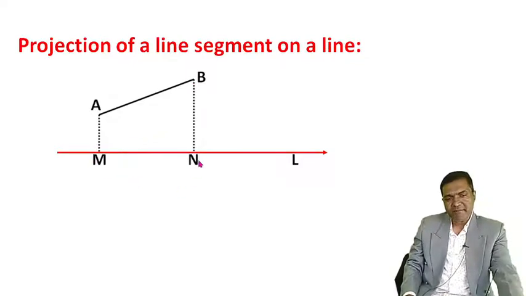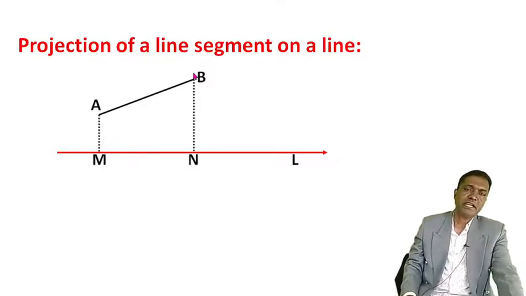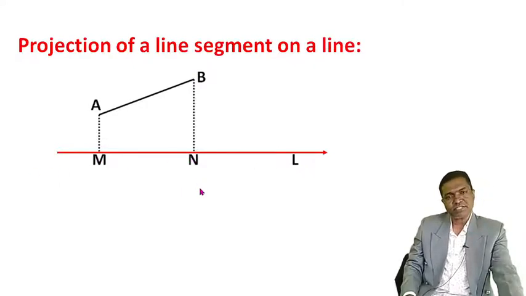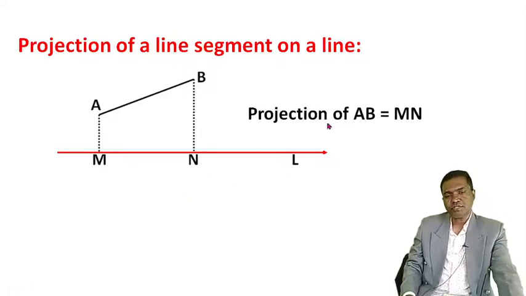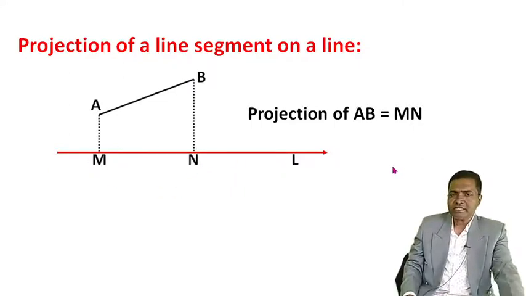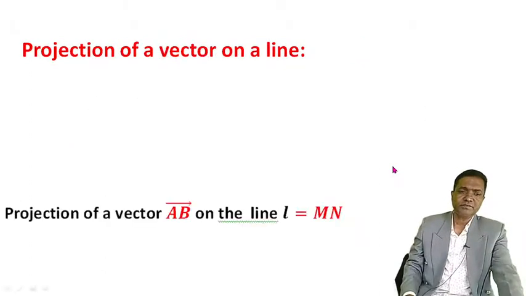So this length MN is called the projection of the line segment AB on the line. Projection is basically the length of the line segment, the distance between the feet of perpendiculars, which is always positive. So the projection of AB on the line L is MN.